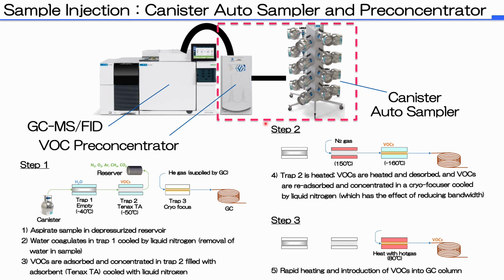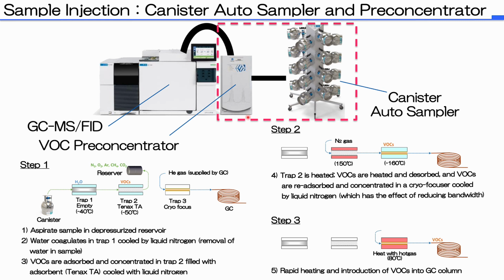The area squared in the red frame is the canister autosampler and preconcentrator. The right side is the autosampler and the left side is the VOC preconcentrator in this picture. First, you mount the canister onto the autosampler. Then the VOC sample is sent to the connected VOC preconcentrator.